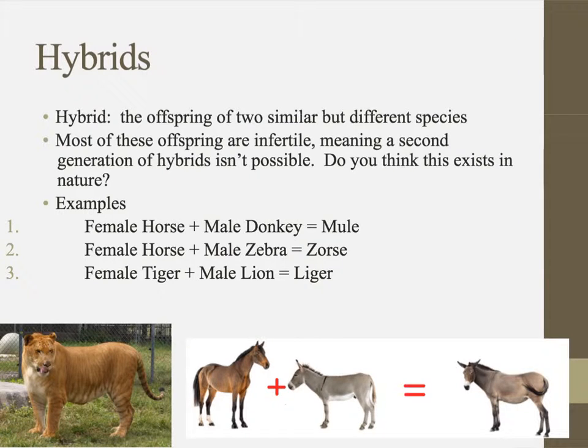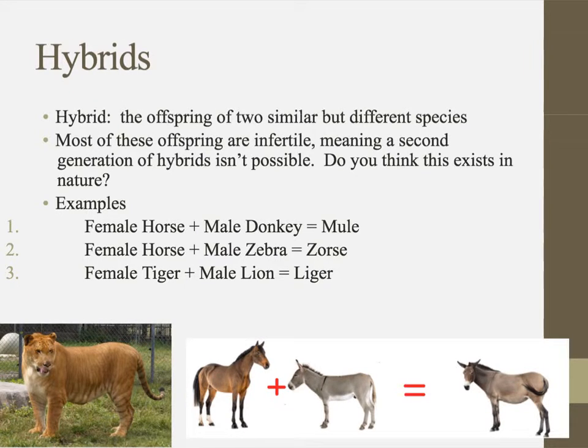Now, like the zorse, there are some other hybrids that we can actually make. Hybrids are the offspring of two similar but different species. So again, not two breeds of dogs, they're the same species, but different species. Now, because they're different species, their offspring are going to be infertile, meaning once I make a hybrid, this hybrid can't mate with another hybrid and have a second generation of hybrids.